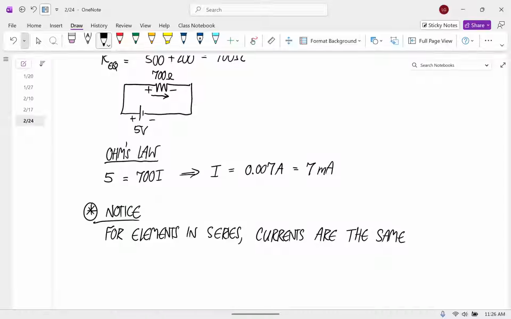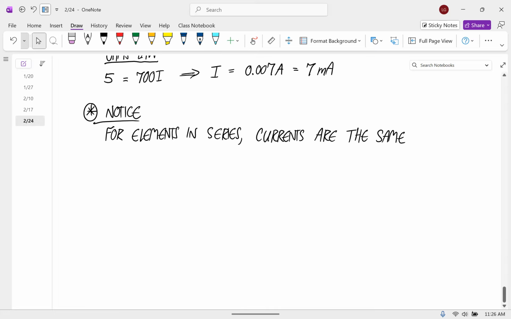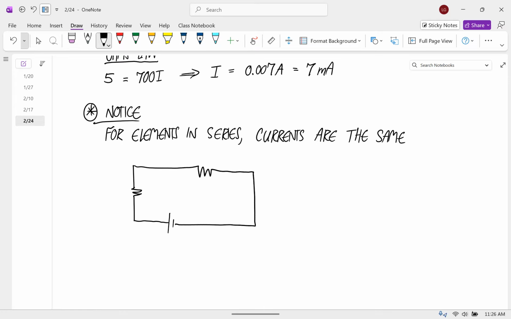So now that we've figured out the current through that combined equivalent resistor, we can use that current to calculate the voltage for the individual ones. Okay, so now I'm going to expand it back to the original. We have 5 volts. This one was 500 ohms.